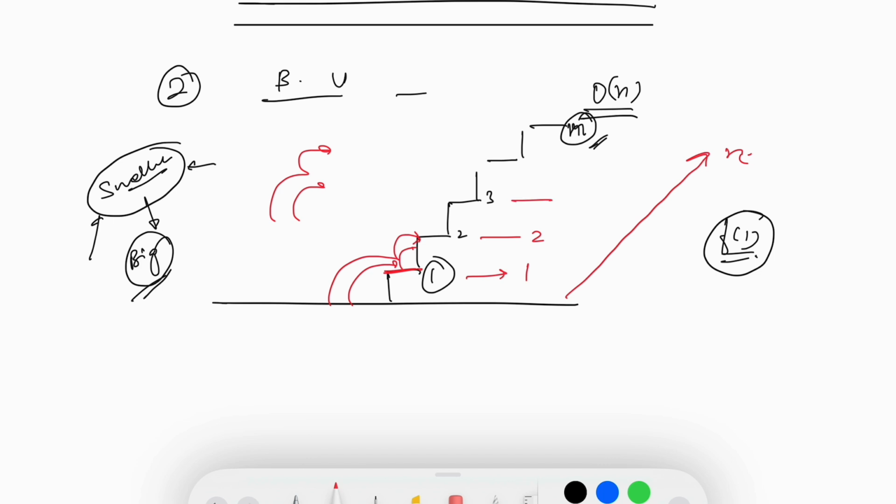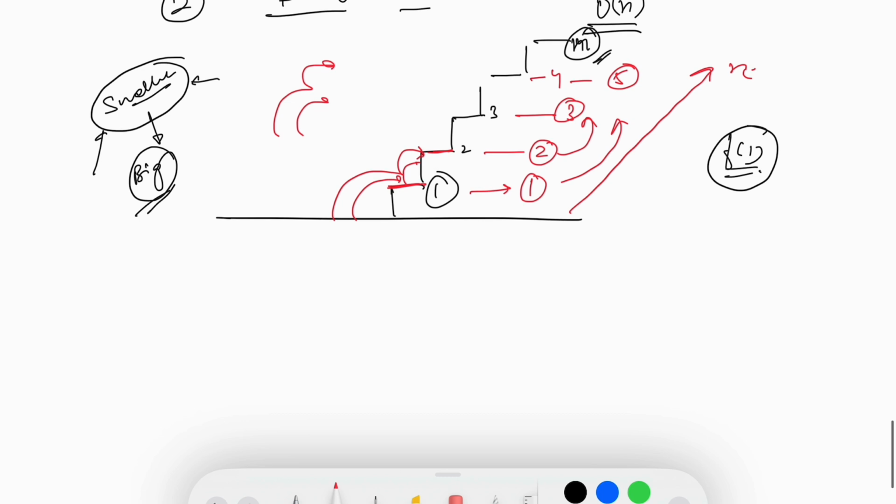Now it comes to 3. What is the value of 3? All the paths coming from 2 and all the paths coming from 1 will contribute to reaching 3. So which is 2 paths from 2, 1 path from 1. So which is 3. So for 4 it is 3 plus 2, which is 5, and so on.